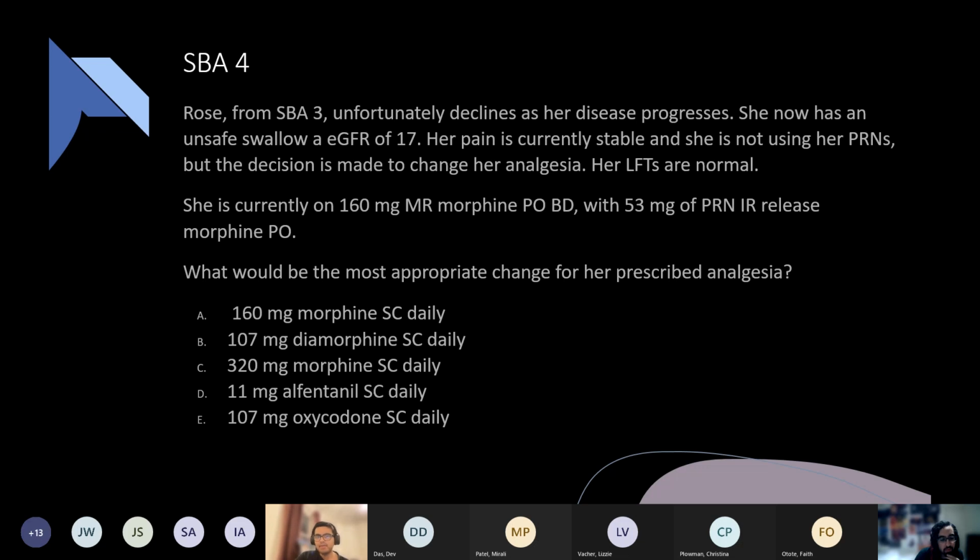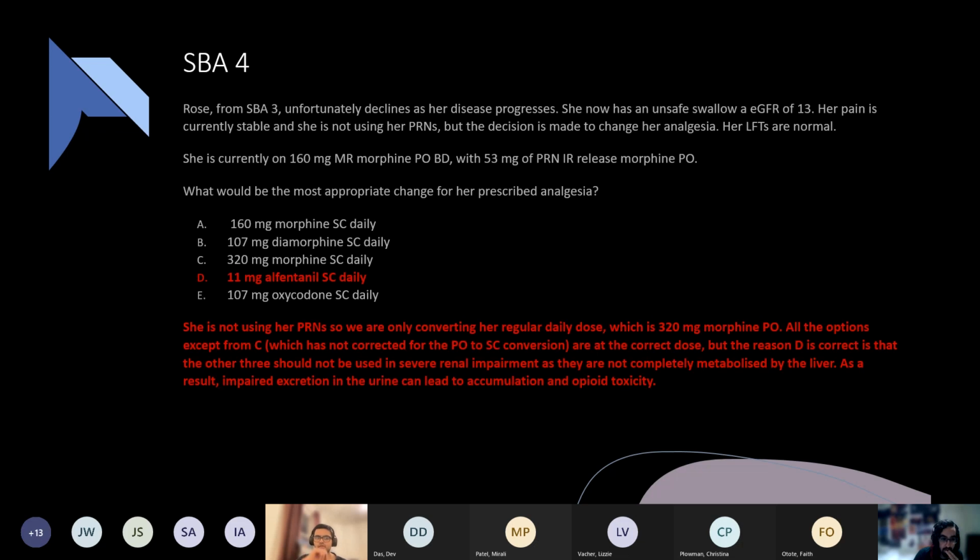So bit of a split between A, B, and D. A and D are most popular. Okay, so for the people who've gone for anything other than C, you've all gone for the right dose. The main thing here is her GFR. So the correct answer is D.